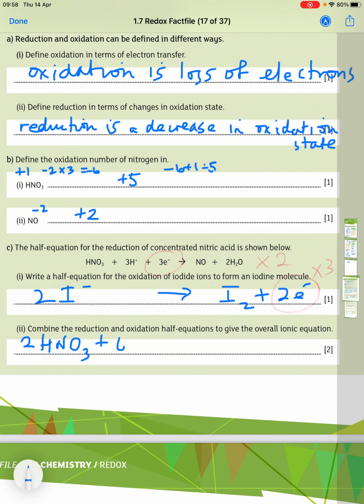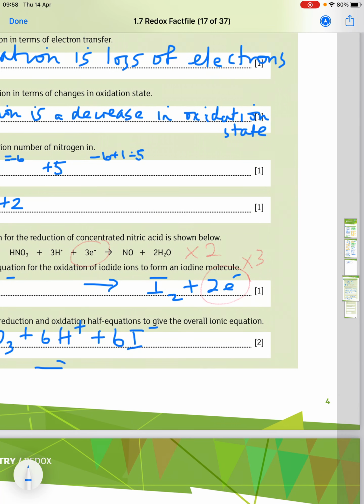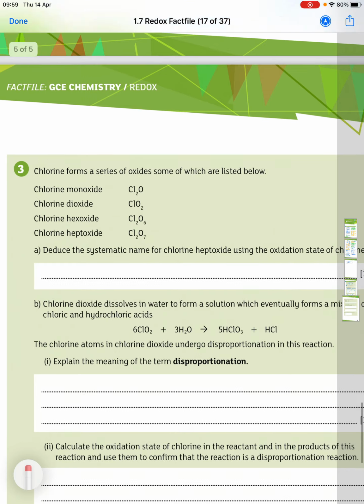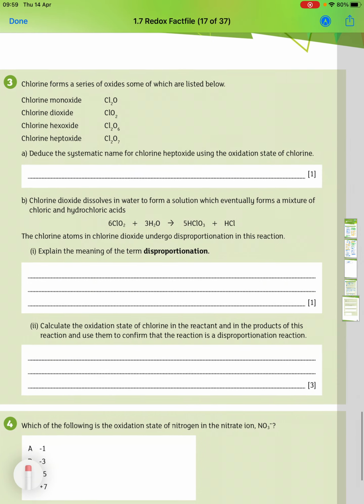And that's going to give us an overall equation of 2HNO3 plus 6H plus plus 6I minus. And on the right hand side then we have 2NO and 4 waters and 3 iodine.